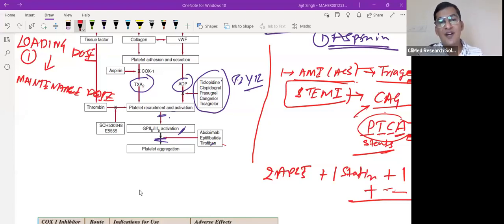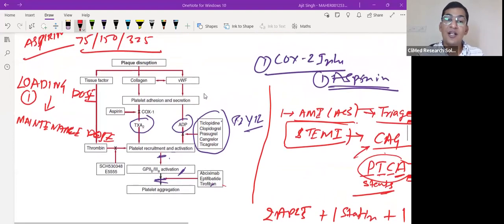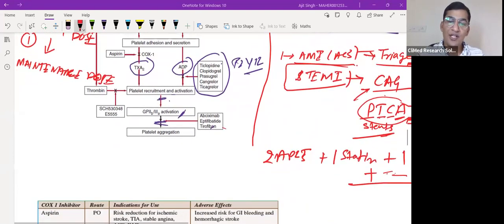Okay, and if I'm giving ticagrelor, what will be the loading dose of ticagrelor, guys? 180 mg. 180 mg is the loading dose of ticagrelor. Okay, and what is the daily dose of ticagrelor? Daily dose, write DD.